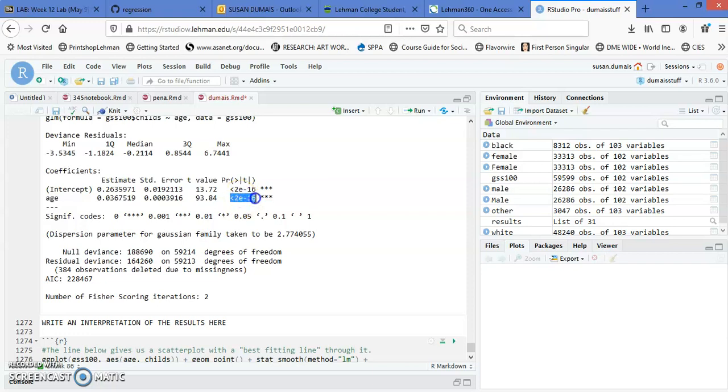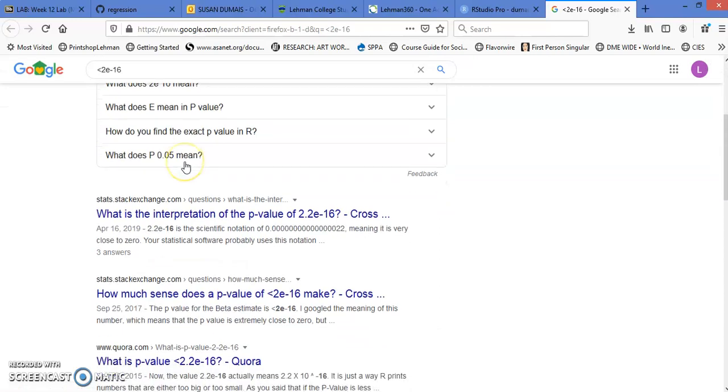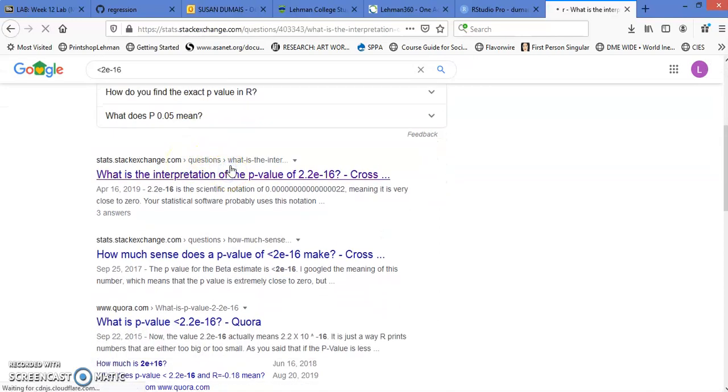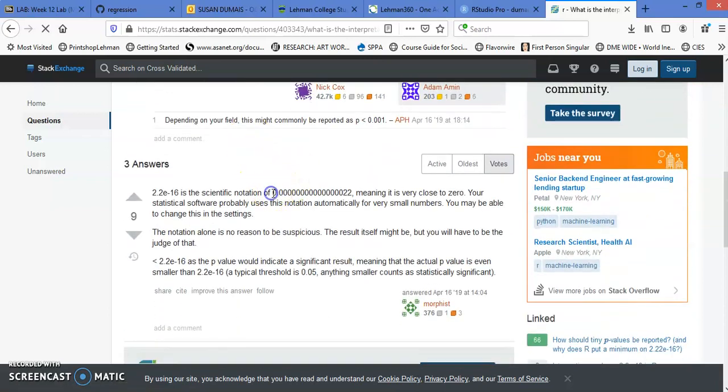And so less than 2e to the negative 16 is scientific notation. I'm going to do a quick search just so you can see what it actually is. It's this, okay? This is the value you're getting. So a ton of zeros, a 2, a very, very small fraction, very close to 0.